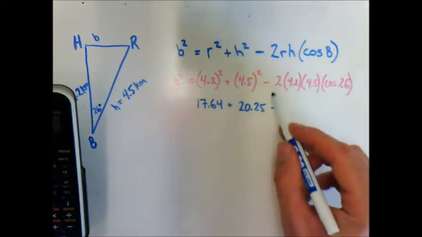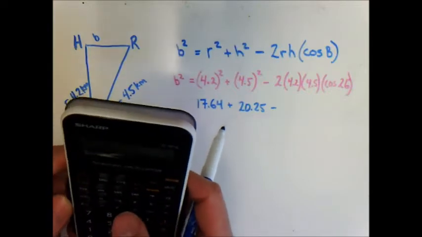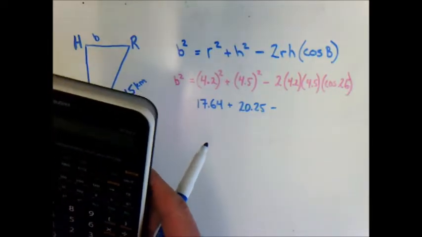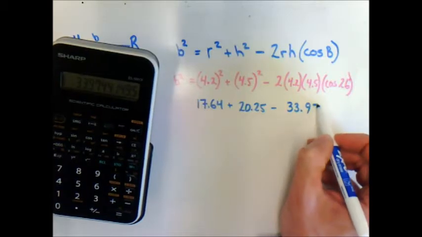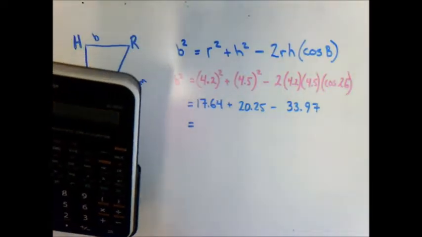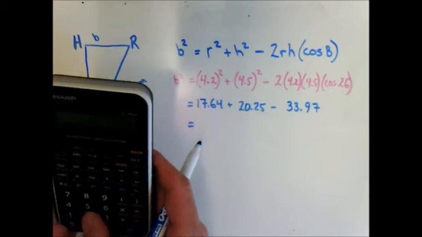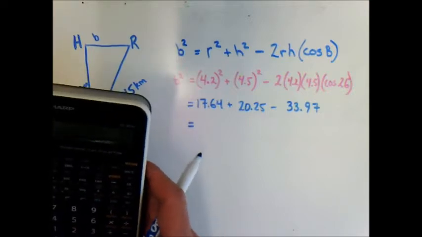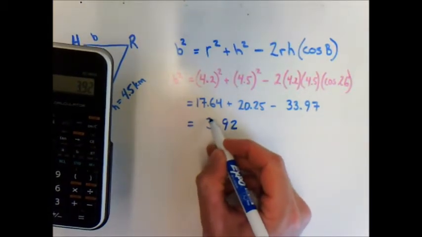Let's do that all in one step. So I would start with, especially if you have an old calculator, cos of 26 first. So I actually have to hit 26 cos, and then you can go times 2 times 4.2 times 4.5. Did everyone get 33.97? Perfect. That's wonderful. Okay, and we can add those guys up. 17.64 plus 20.25 minus 33.97. Should get 3.92.